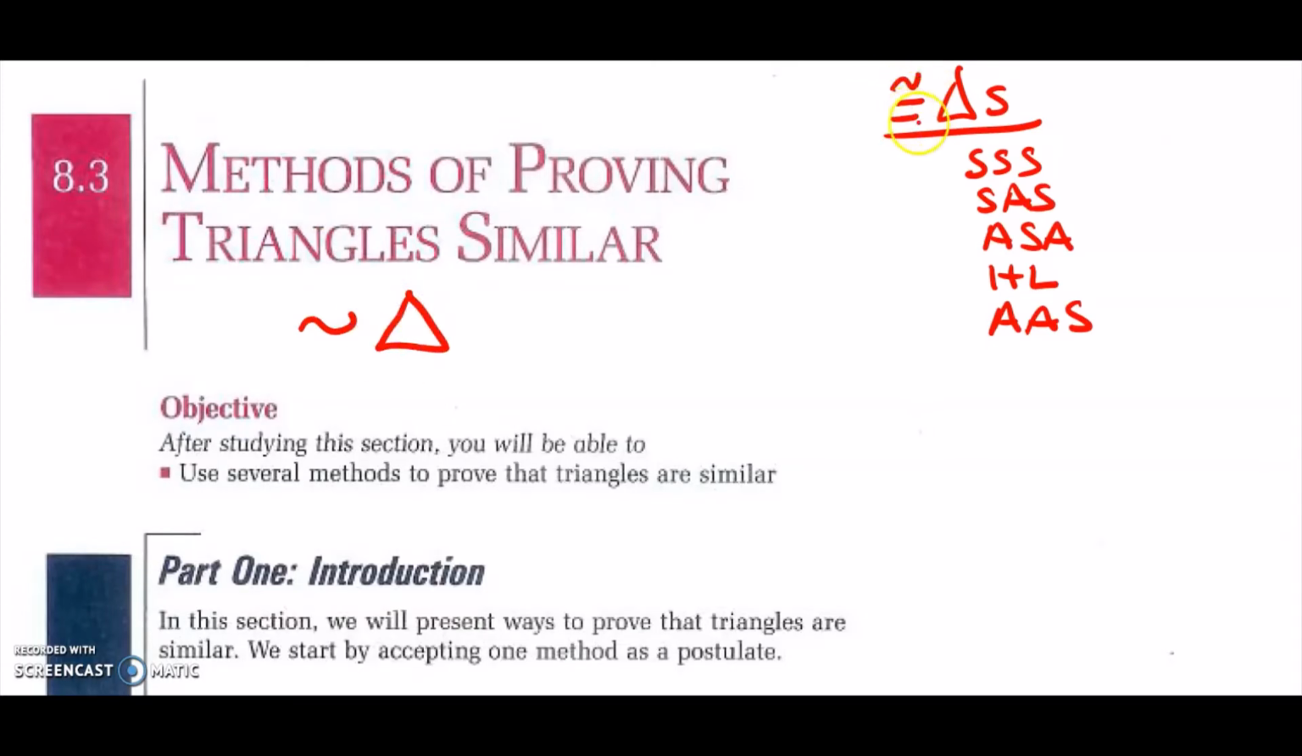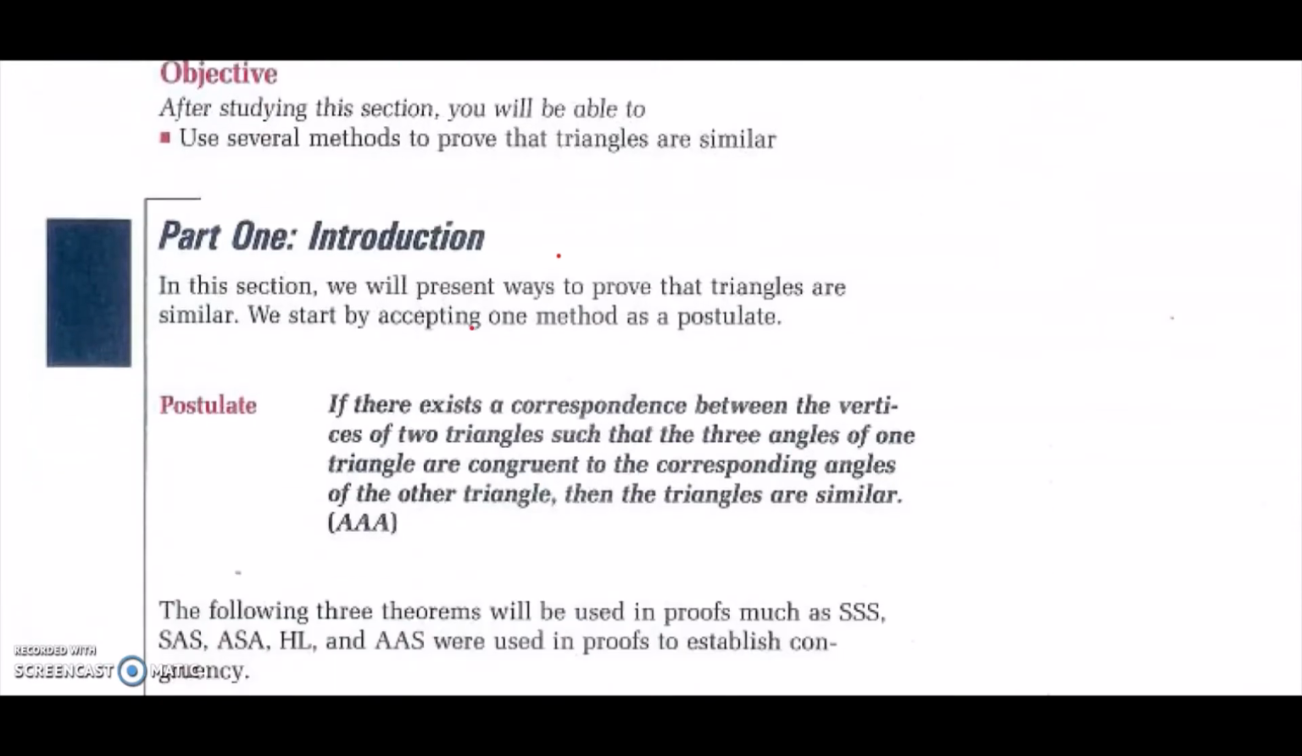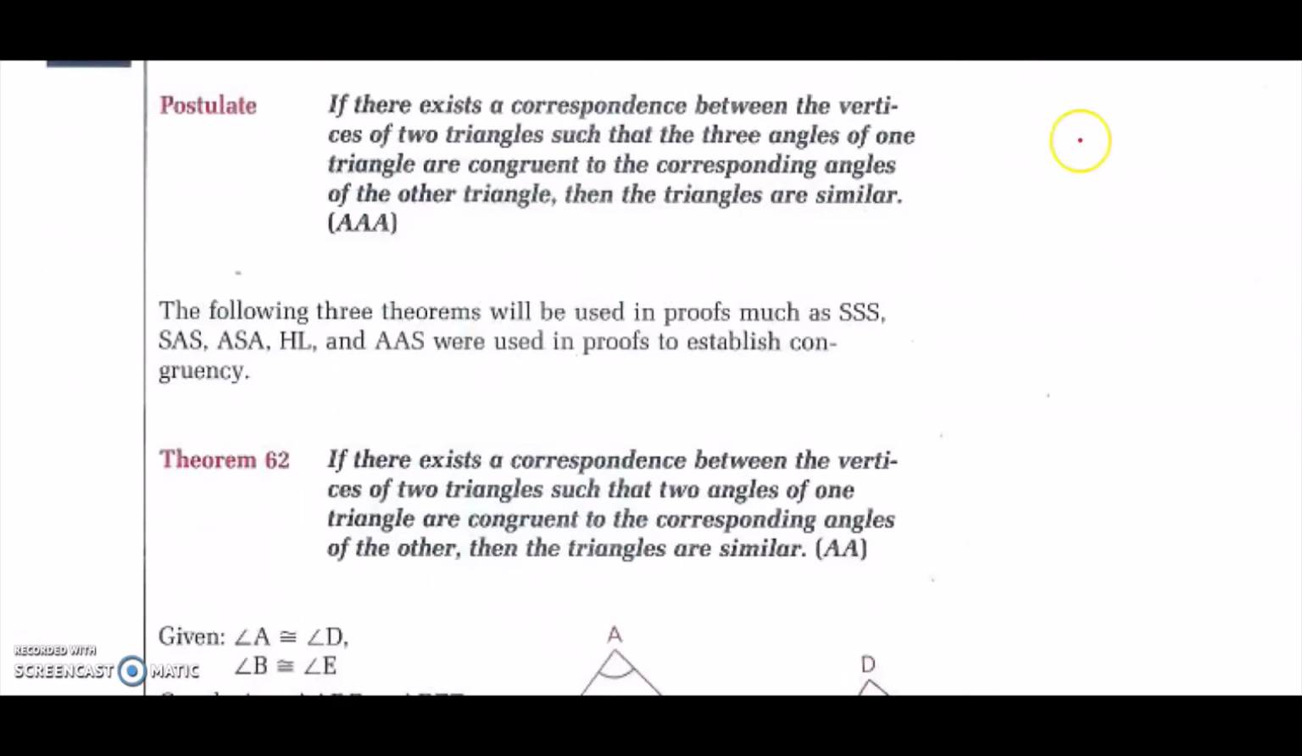So this symbol means congruent triangles. The single tilde in front of the triangle means similar triangles. So we know if we have 2 triangles with 3 pairs of angles that are congruent, then the triangles are similar.